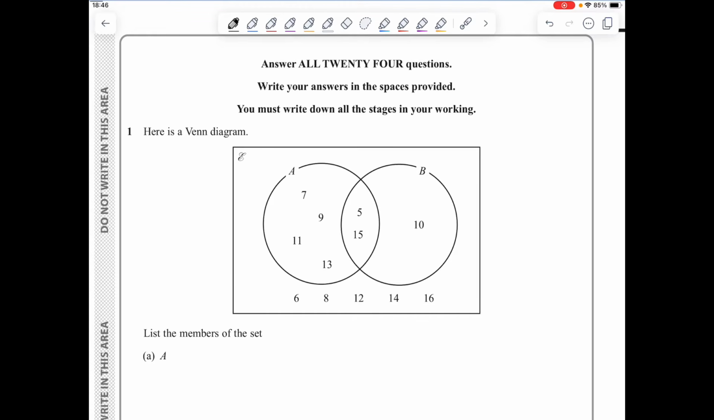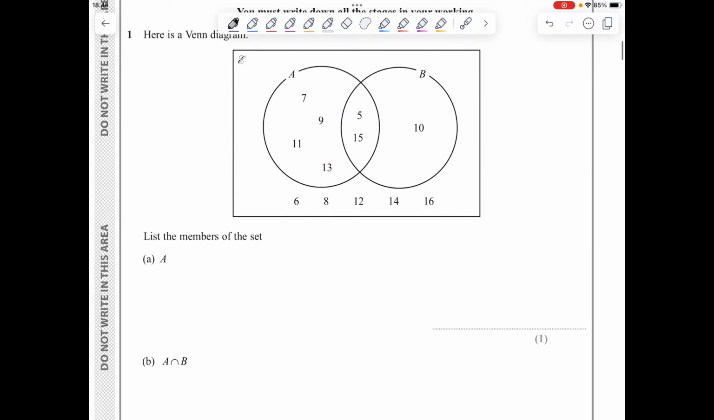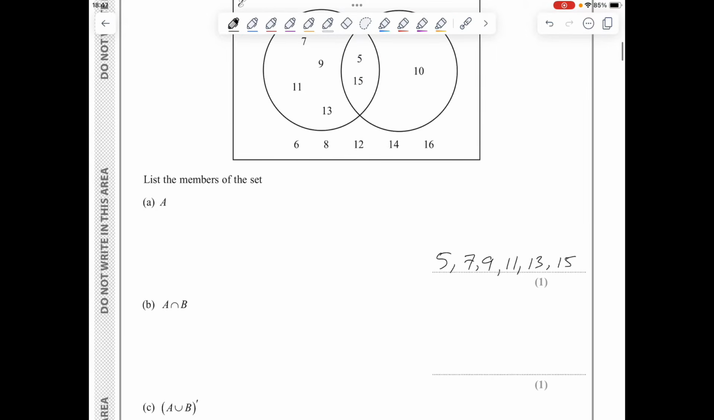For part A of question 1, I need all the members in set A, and set A is this one here. So the elements are 5, 7, 9, 11, 13, and 15. For part B, A intersection B is the region that belongs both in A and B. So these are the elements 5 and 15.